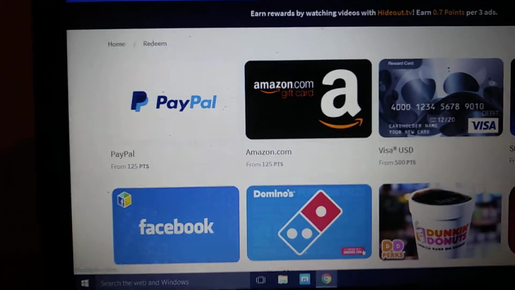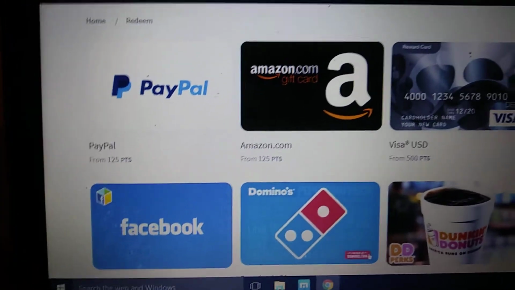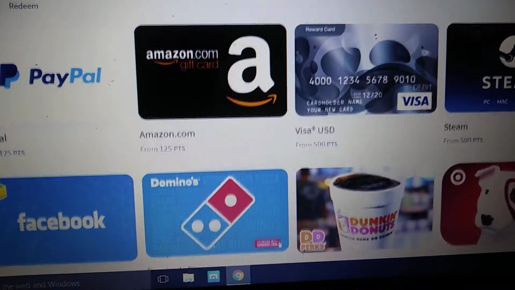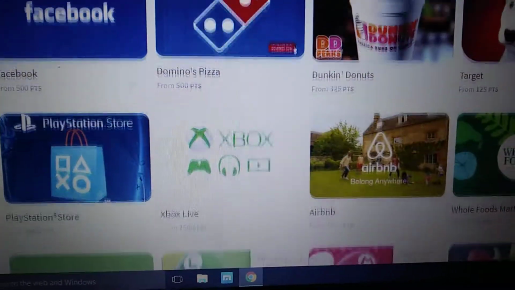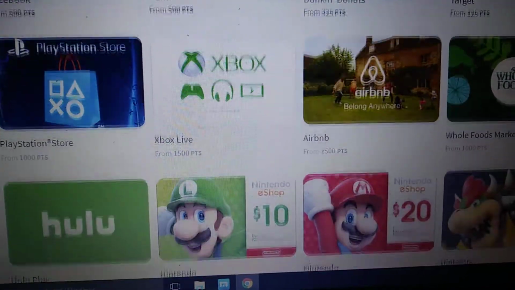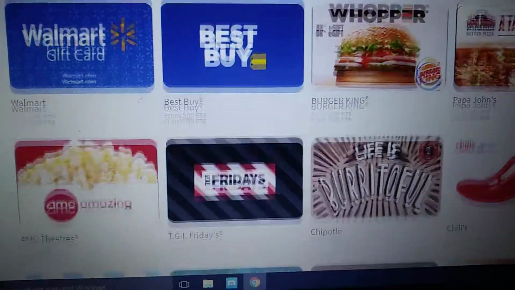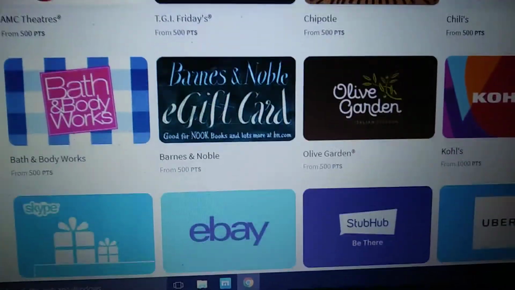Let me just show you all the rewards that they have first. You see they have PayPal and Amazon, the biggest two. They have a Visa gift card. They have Dunkin' Donuts. They have Domino's, PlayStation Store, Xbox Store, Airbnb. I mean, gift card for Walmart, Best Buy. You see all these different gift cards that you got to love that.